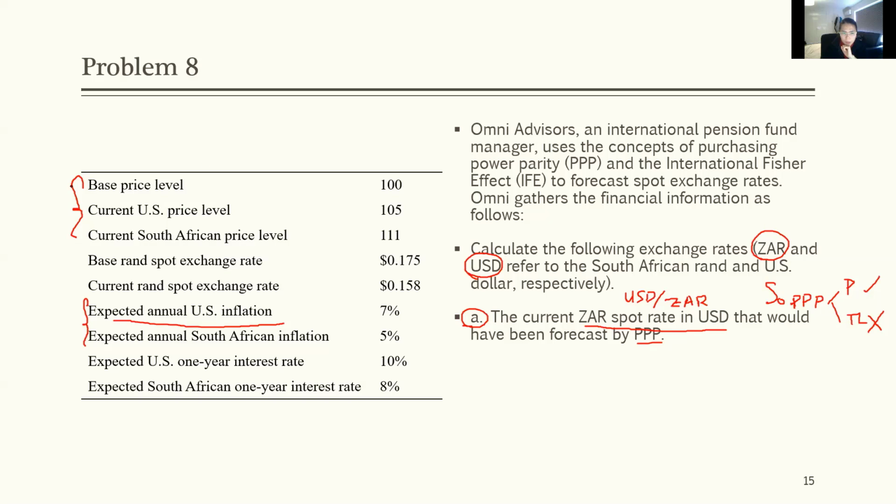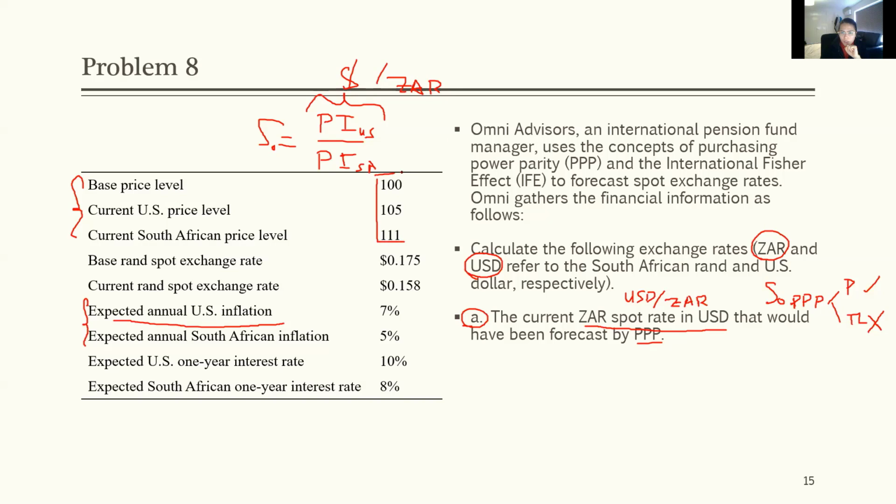So looking at these price levels, it's a bit tricky here because with the absolute PPP, this is your formula: the current spot rate is equal to the price level in the US divided by the price level in South Africa. In the formula, these price levels are the absolute prices. So they are in dollars, for example, for the US, or in ZAR for the South African currency.